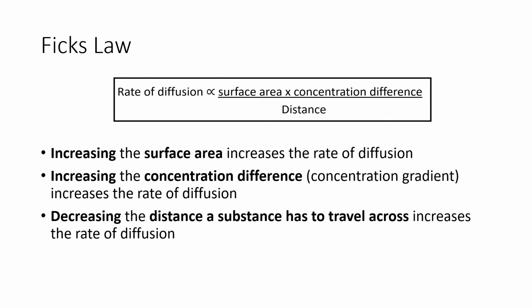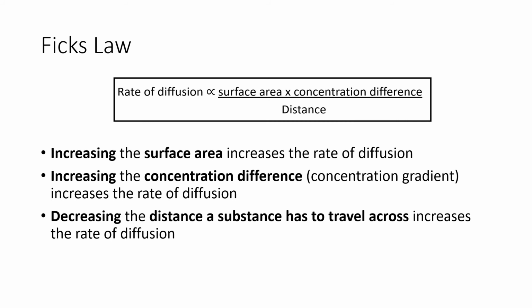When we talk about how quickly diffusion is occurring, we talk about the rate of diffusion. And the rate of diffusion from one part of a body to another part of a body is dependent on three different variables. And changing any one of these three variables will increase or decrease the rate of diffusion depending on what you do. So we talk about the surface area, the actual bit of gas exchanging, the surface that can move across. We can talk about the concentration difference, which is the difference in the concentration of the substance on one side of the membrane compared to the other side of a membrane.